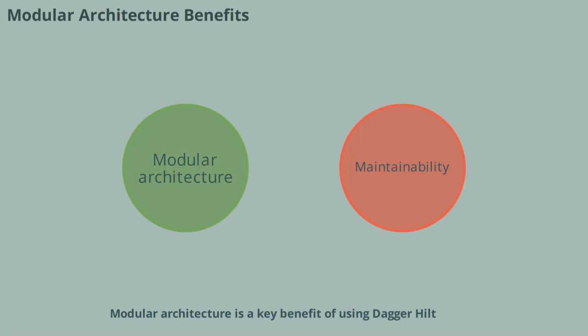Modular architecture is a key benefit of using Dagger Hilt. By organizing your app into modules, you can manage dependencies more effectively, improve code maintainability, and scale your projects with ease. Modular architecture also makes testing and debugging simpler, as each module can be developed and tested independently.